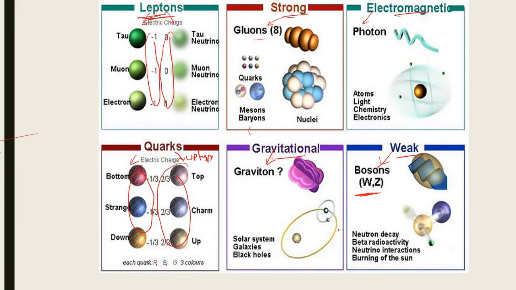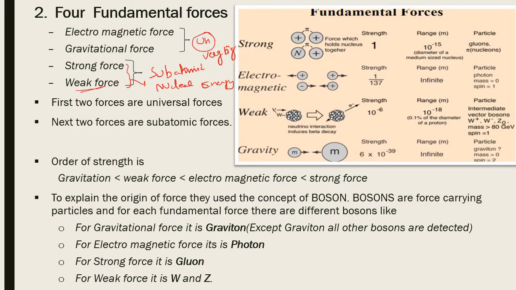Here I forgot to mention neutron decay, which means nuclear decay, beta radioactivity. These are helpful for nuclear reactions. Whatever nuclear decay is occurring is just because of weak force. Remember that. We'll discuss this topic once again in nuclear physics. The first two forces are universal forces, the next two are subatomic forces.